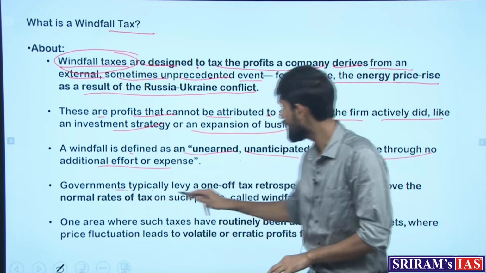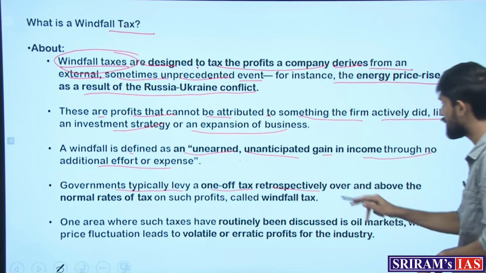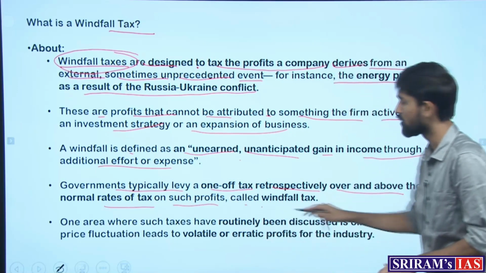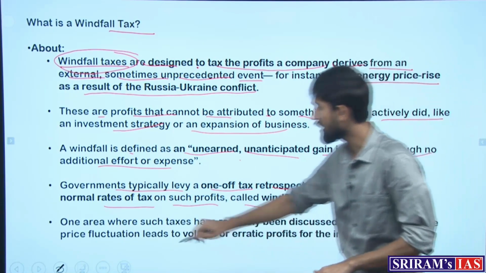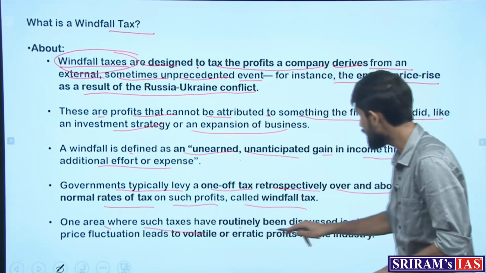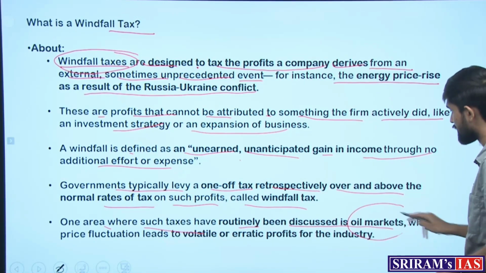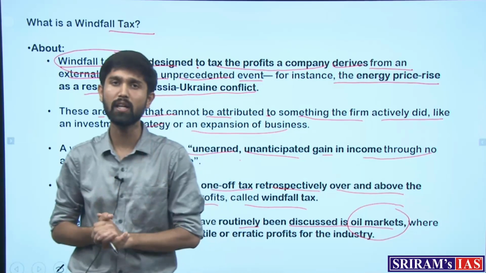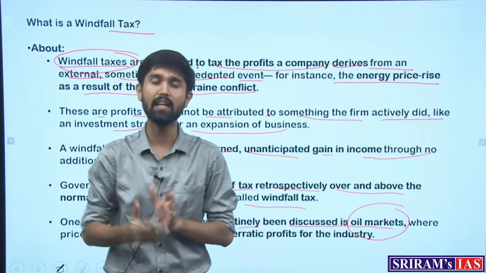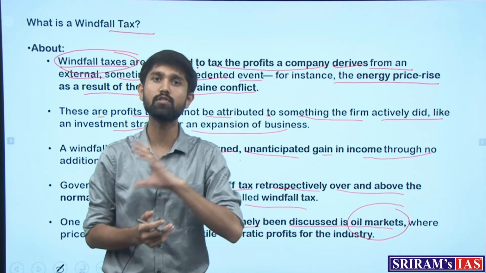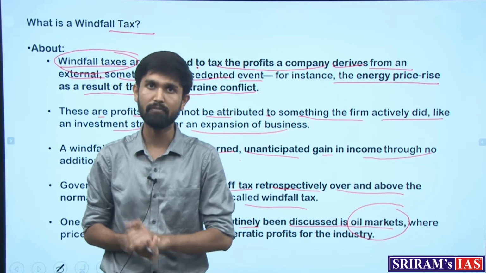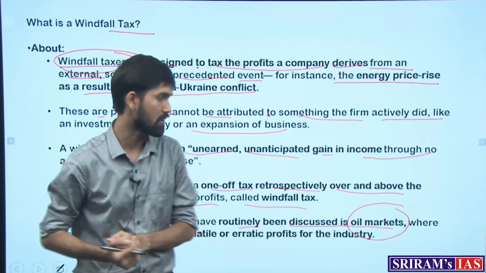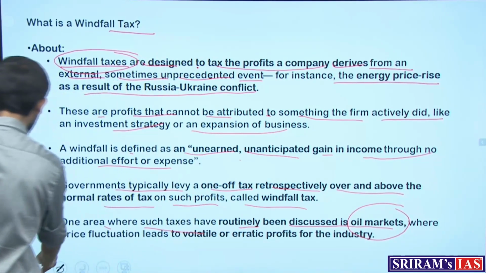So governments typically levy a one-off tax retrospectively over and above the normal rates of tax on such profits, called the windfall tax. And one area where such taxes have routinely been discussed is the oil markets. So recently, the government increased its windfall tax on these oil companies because they were able to get increased profits because the price of Russian oil became very cheap for them and they were able to procure Russian oil at cheap prices, right? So what can be the rationale for this?